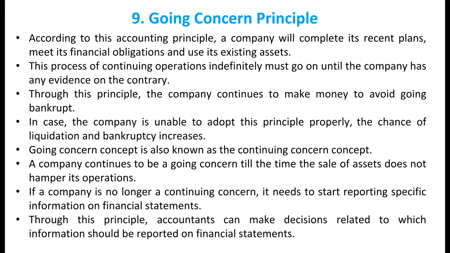Number 9 accounting principle is going concern principle. According to this accounting principle, a company will complete its recent plans, meet its financial obligations and use its existing assets. This process of continuing operations indefinitely must go on until the company has any evidence on the contrary. Through this principle, the company continues to make money to avoid going bankrupt. In case the company is unable to adopt this principle properly, the chance of liquidation and bankruptcy increases.